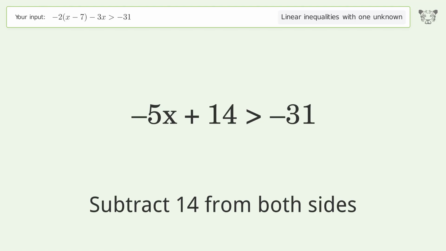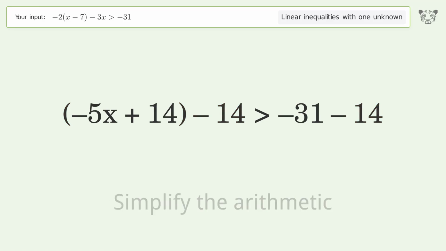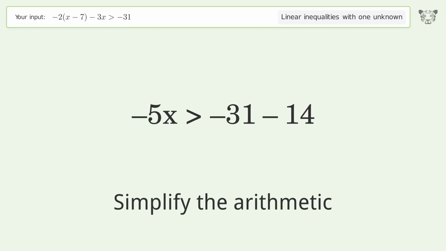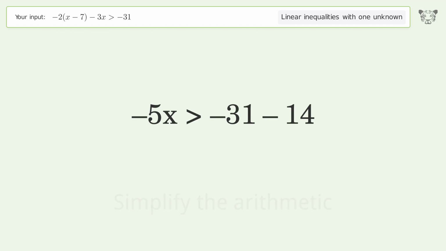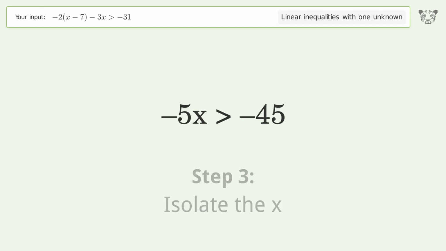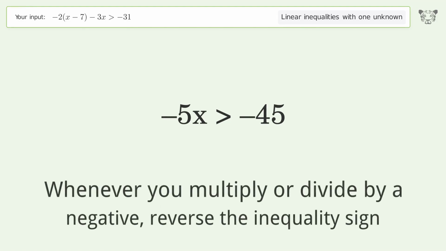Subtract 14 from both sides. Simplify the arithmetic. Isolate the x. Divide both sides by -5. Whenever you multiply or divide by a negative, reverse the inequality sign.